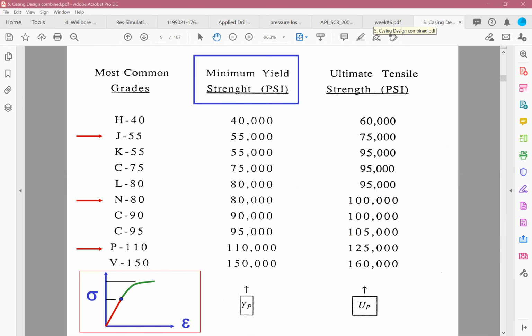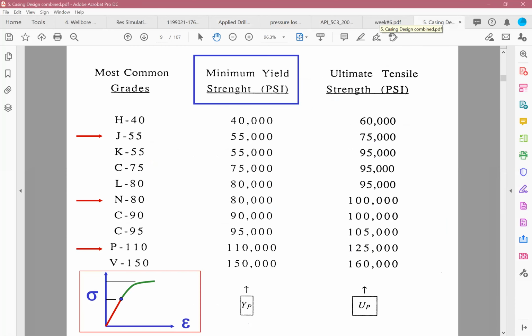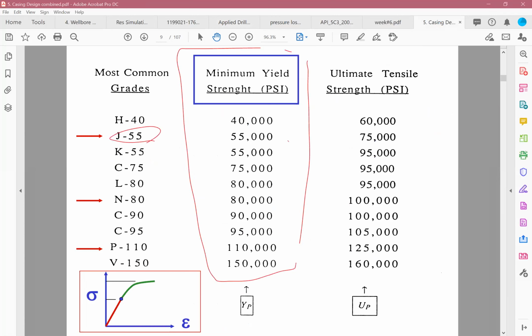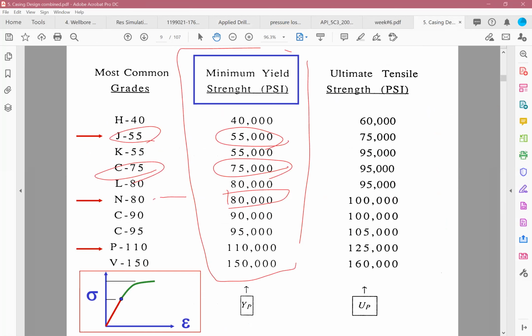All right, so anyway, in that table, you will see that minimum yield strength. If you look at here, J55 means that you have 55,000 minimum yield strength. We will use this number later on when we design the casing. I think in the book as well, there is also a column that just gives you that number. For example, J55 is 55,000, C75 is 75,000, N80 is 80,000, and that's what it is. Now this number is usually higher than the elastic limit of your casing.